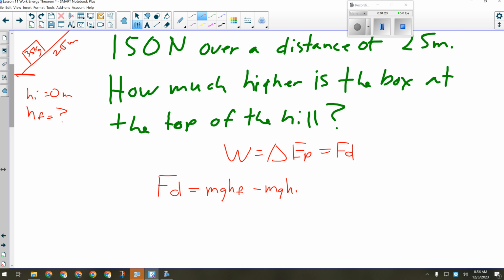Okay, everybody all right with that? So I'm trying to find HF. What's M times G times H initial in this question? That just made my manipulation a heck of a lot easier. I've got a lot less algebra when I can eliminate that whole thing. So how do I get HF by itself?